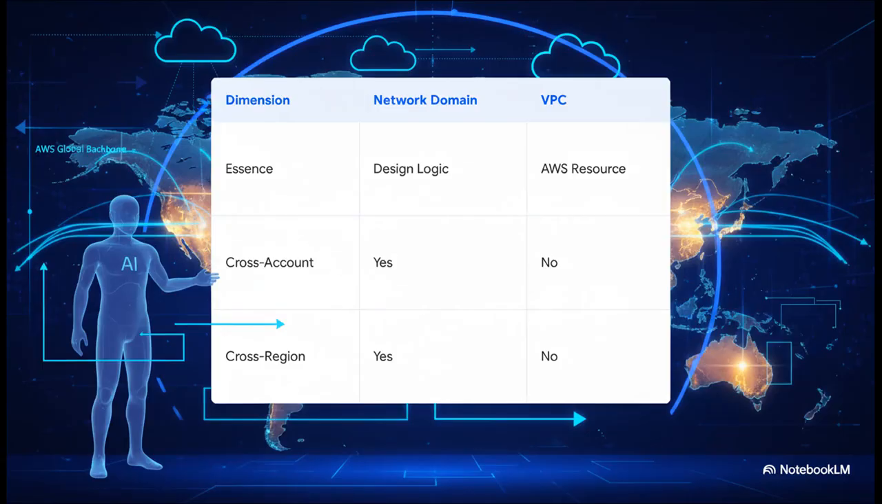And this table here does a great job of clearing up a really common point of confusion. A VPC, well, that's a concrete AWS resource. It lives in a single account in a single region. A network domain, on the other hand, is a design concept. So a single domain, let's say your security inspection services, it might actually span multiple VPCs or even multiple AWS accounts to get its job done. Understanding this distinction is absolutely key.